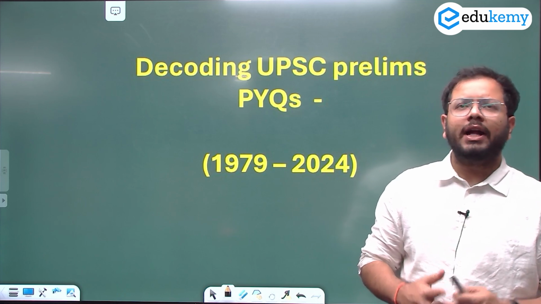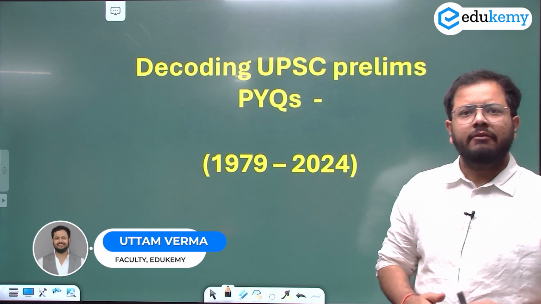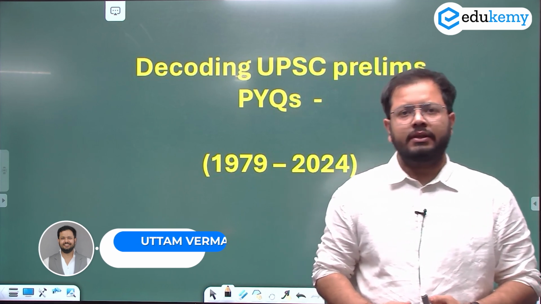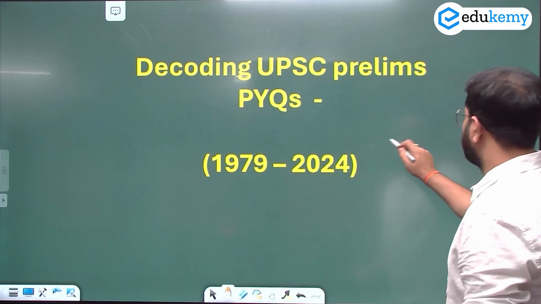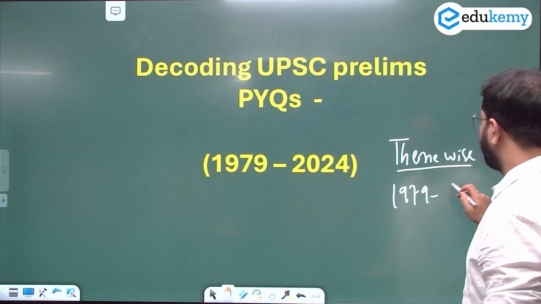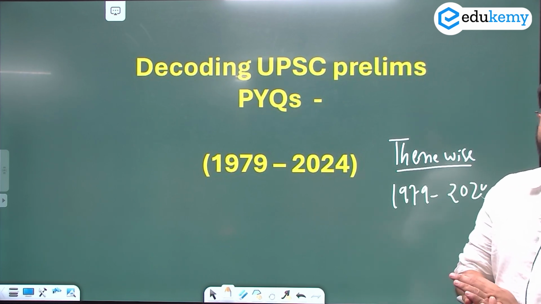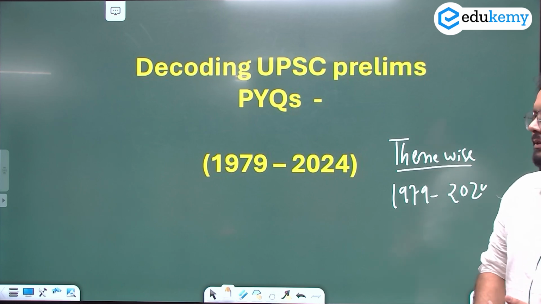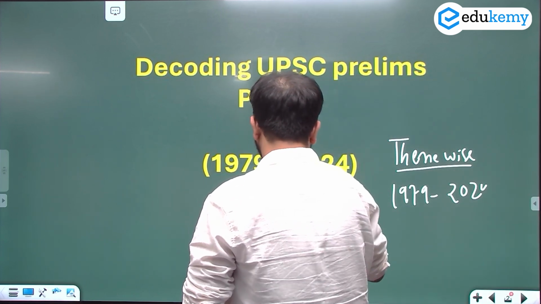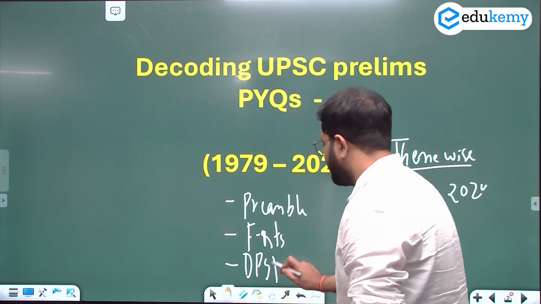So welcome back to our YouTube series in which we are decoding UPSC Prelims PYQs from 1979 to 2024. We are solving theme-wise questions from 1979 to 2024. Here we will be solving important theme-wise questions based on important topics. We have solved preamble, fundamental rights, and today we'll be solving DPSP, Directive Principles of State Policy.